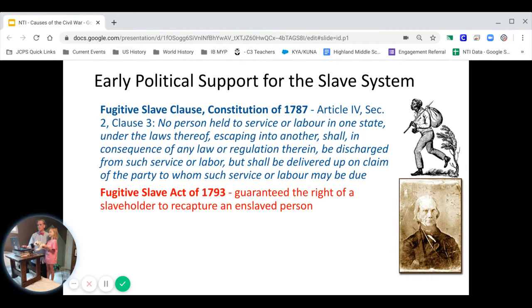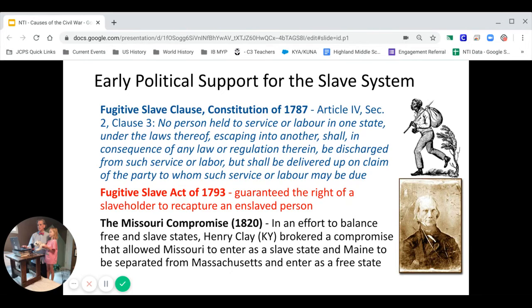A few years later, Congress passed a Fugitive Slave Act that pretty much legally guaranteed the right of a slaveholder to recapture an enslaved person. So if a slaveholder went to some place where slavery was illegal, they would be able to recapture a slave and take them back. And also, the reason Henry Clay is on here is because of the Missouri Compromise of 1820.